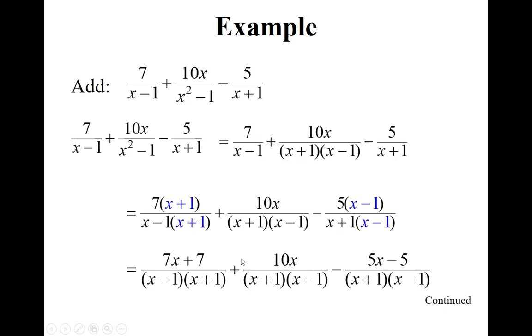And really, there should be parentheses around that. We should never write it like this without the parentheses. Speaking of parentheses, let's distribute on the top. 7 times x plus 1 is 7x plus 7. 5 times x minus 1 is 5x minus 5.